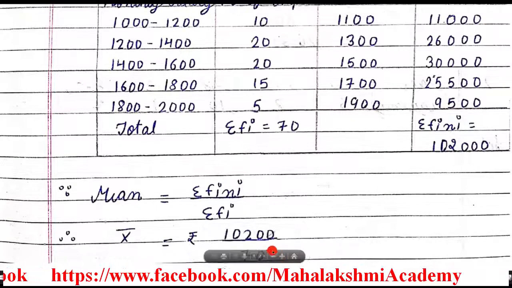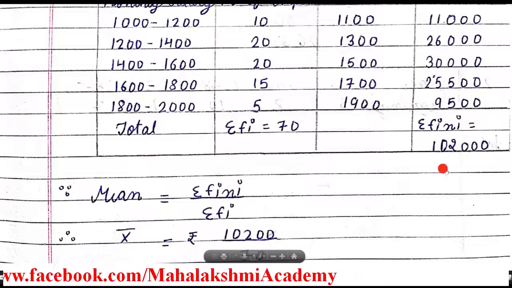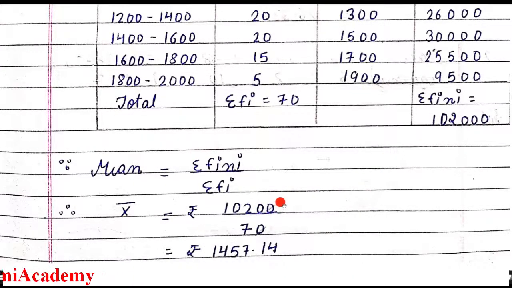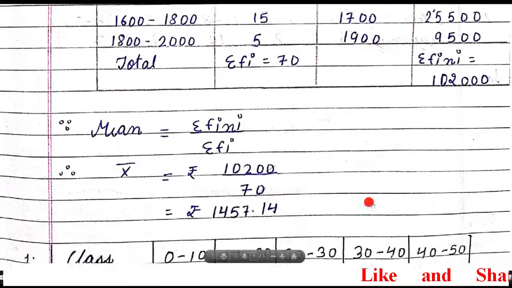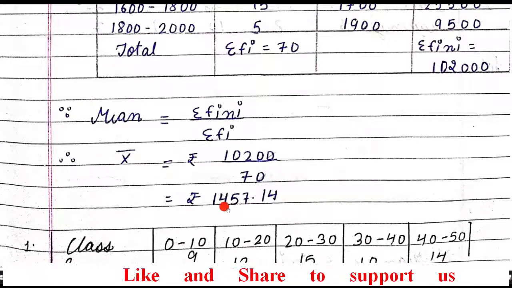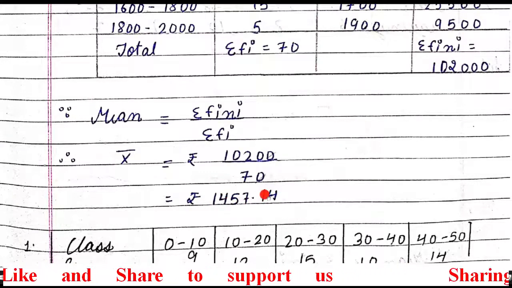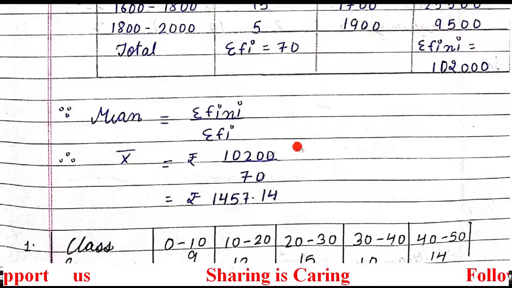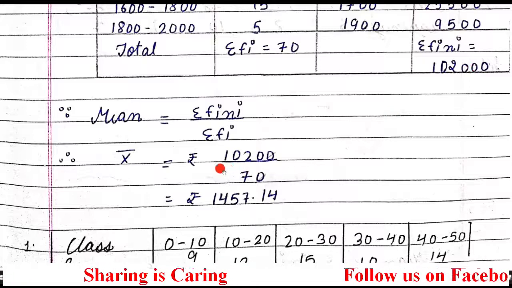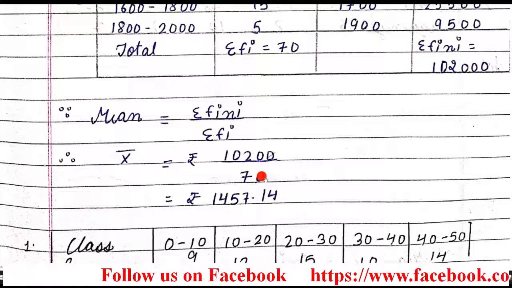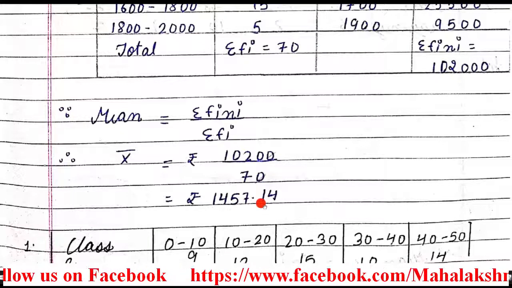So students, here is a correction. See here, we have 3 zeros, but by mistake I wrote 2 zeros. Enter one more zero, then cancel zero by zero and divide it. You will get this answer. So the mean salary of the employees is 1457.14. Students, here is the correction I am mentioning again: write 1,02,000 and then divide it by 70. That will give you this answer. Thank you.